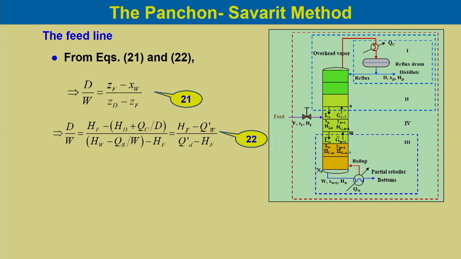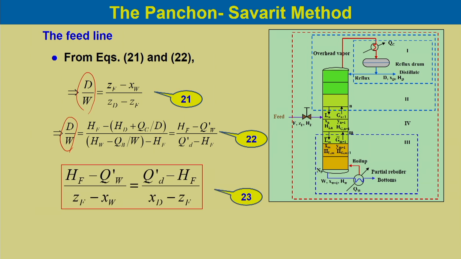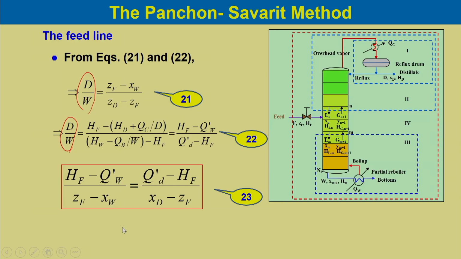So, from equations 21 and 22 we can equate these two, and we can write HF minus QW dash divided by ZF minus XW would be equal to QD dash minus HF divided by XD minus ZF. So, this is equation 23. This is the equation considering the overall fractionator including feed, distillate and bottoms.